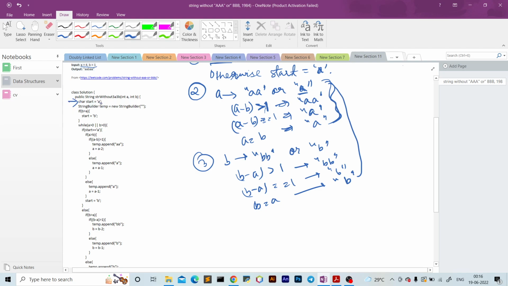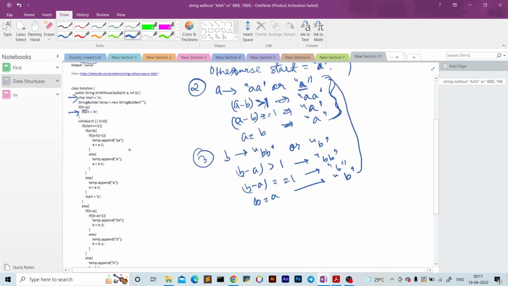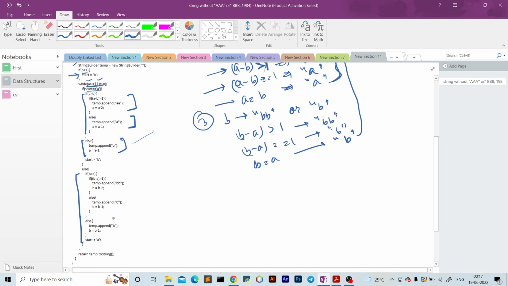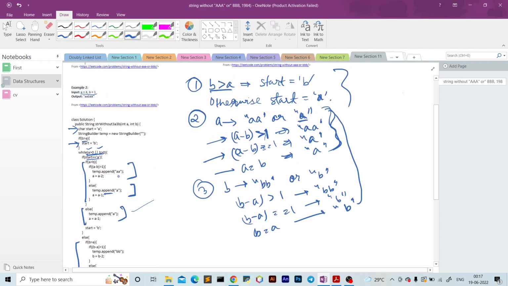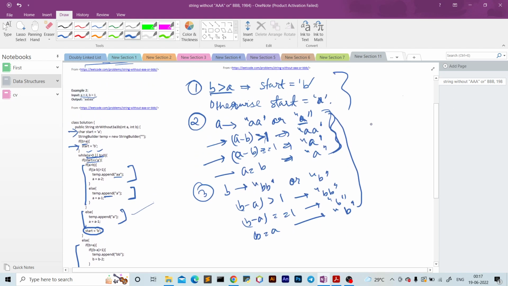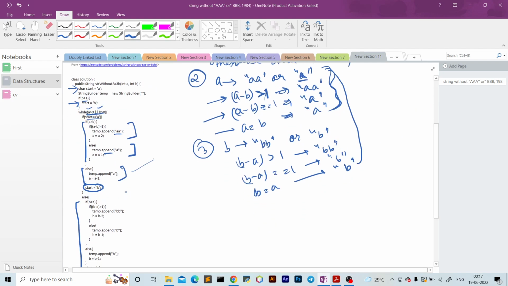Initially I will initialize start with A. Now if B is greater than A, then we would change start to B. The reason I have explained here. Now we run our while loop until both A and B become 0. Here if start is A, then this is the first condition, which is A is greater than B, and this is the second condition. If A is greater than B, there are two cases, the first and the second, and the third case is here. Similarly for B, I have done the same thing. And one more thing is that after appending A or AA, we switch the start to B, so that we switch between characters and don't end up getting three consecutive same substrings.